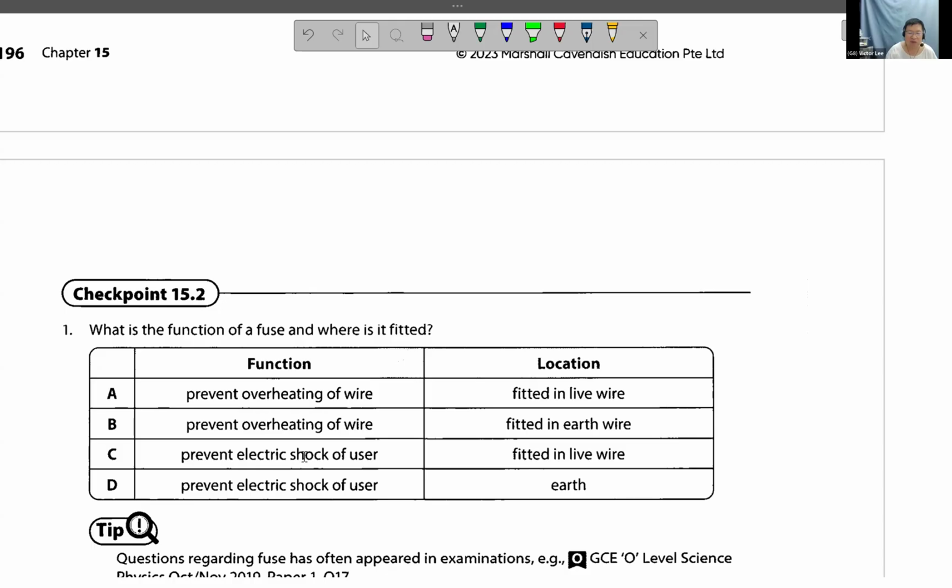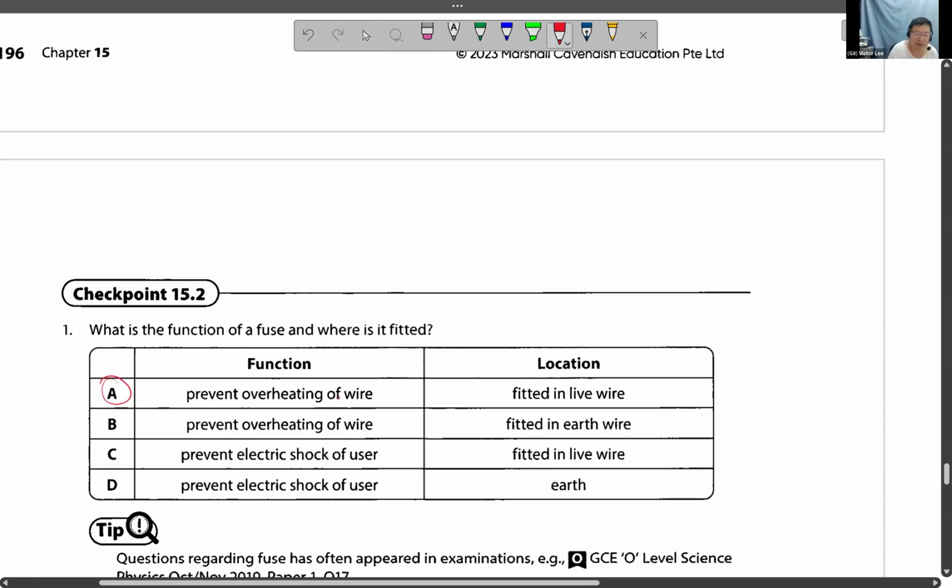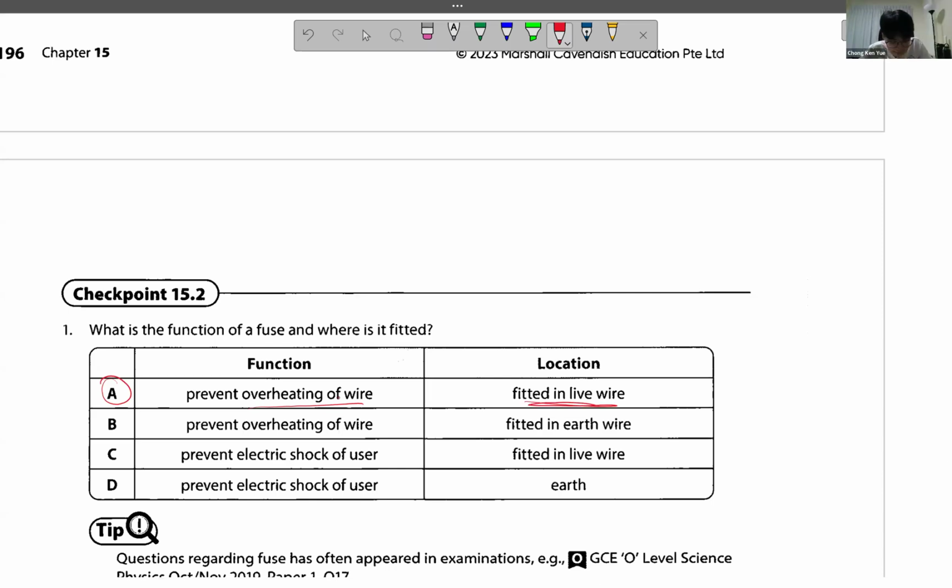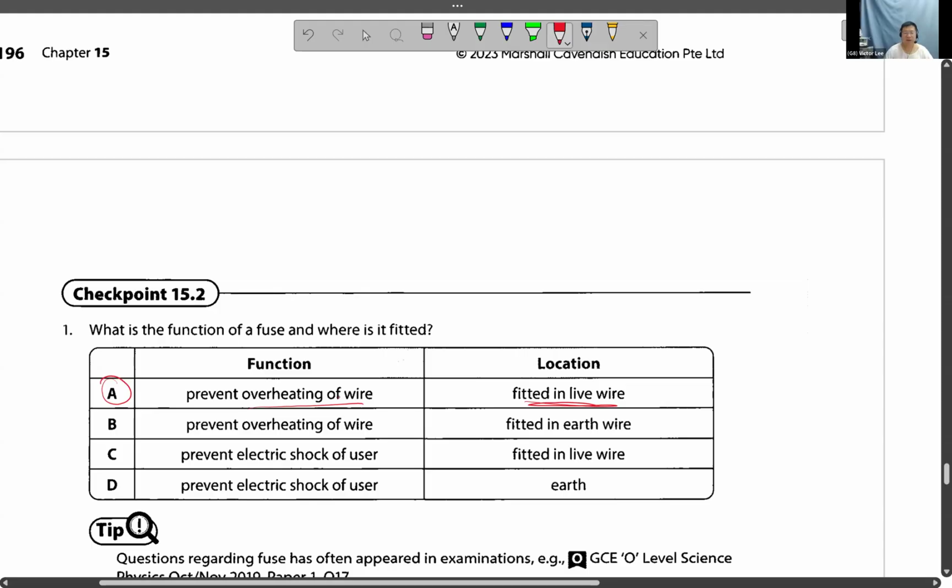So the fuse basically is to cut off high current, higher than operating current, which is obviously over 13 ampere. It prevents the overheating of the wire. Answer is A. It's fitted in the live wire because if a high current flows through, then certain parts of the wire may heat up and cause an electric fire. So more overheating than electric shock.